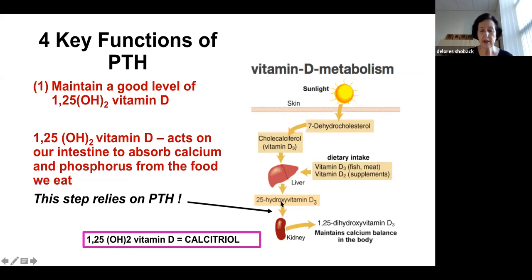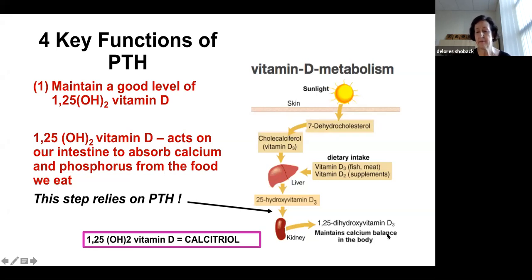Now, this particular step, this critical step right here, this one little critical step relies on having a good amount of PTH in our bodies, okay? And so what does vitamin D do in our bodies? It does a lot of things, but the key thing here is it acts on the intestine to bring about the absorption of calcium and phosphorus from the food that we eat or the supplements that we take, whatever it is, okay? 125 is essential for that.